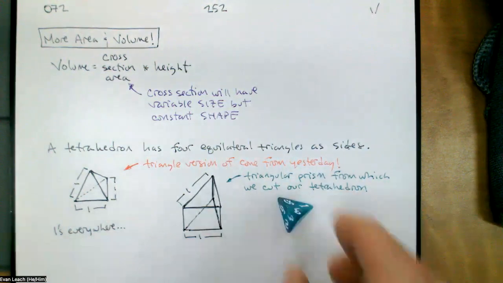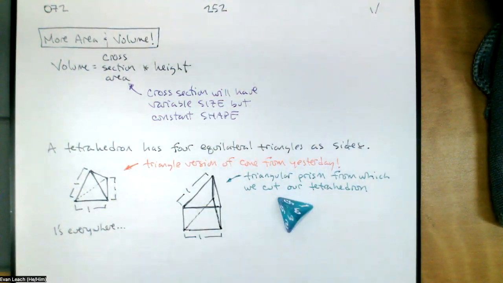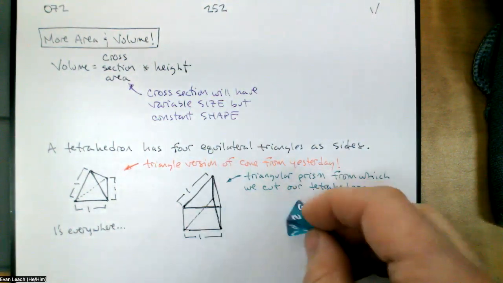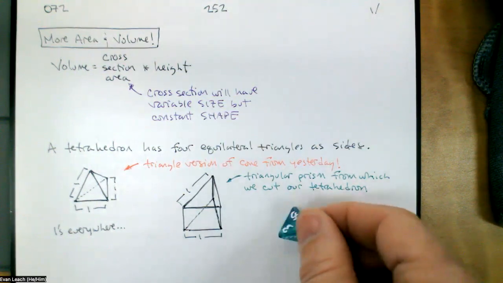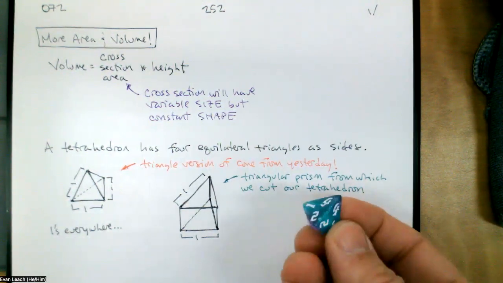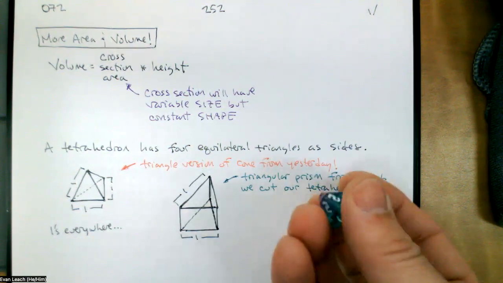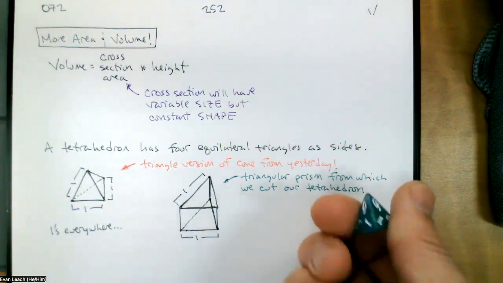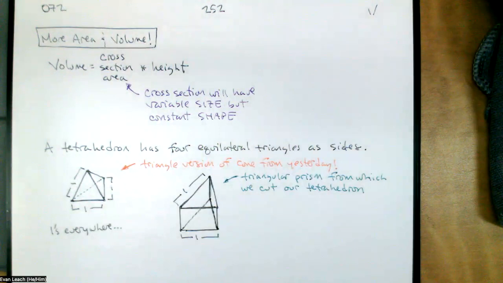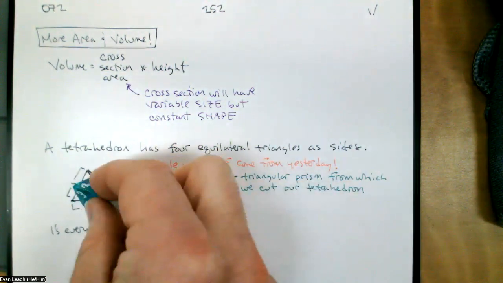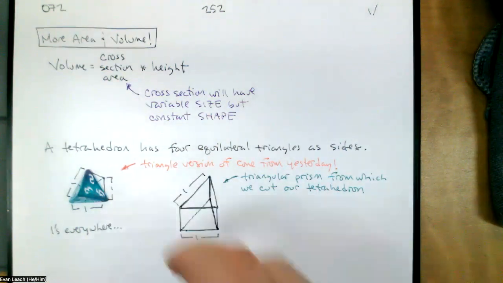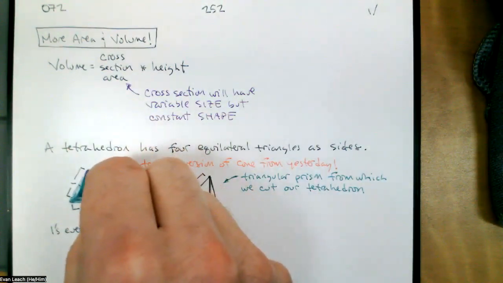So I actually brought a tetrahedron. 4 sides, all equilateral triangles. So some of you might be familiar with this particular 4-sided dice. So on our tetrahedron, sitting over here, wow, I almost got it right. Pretty good.